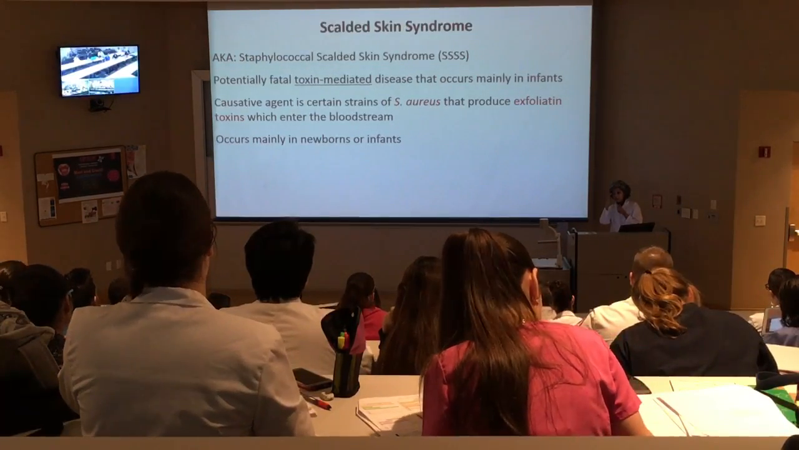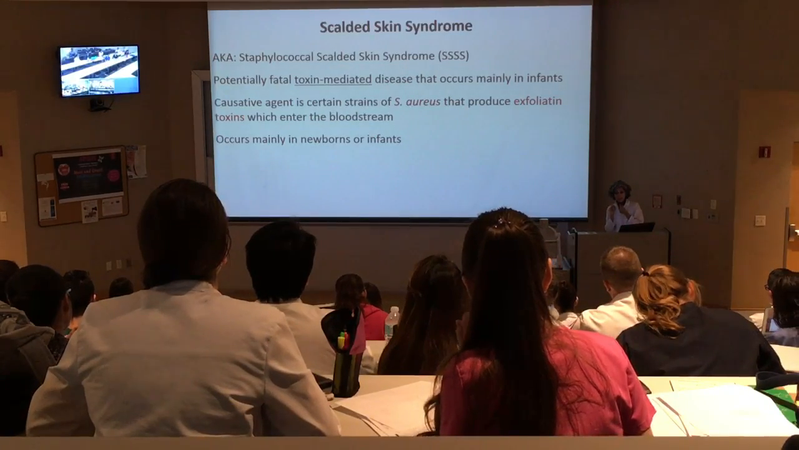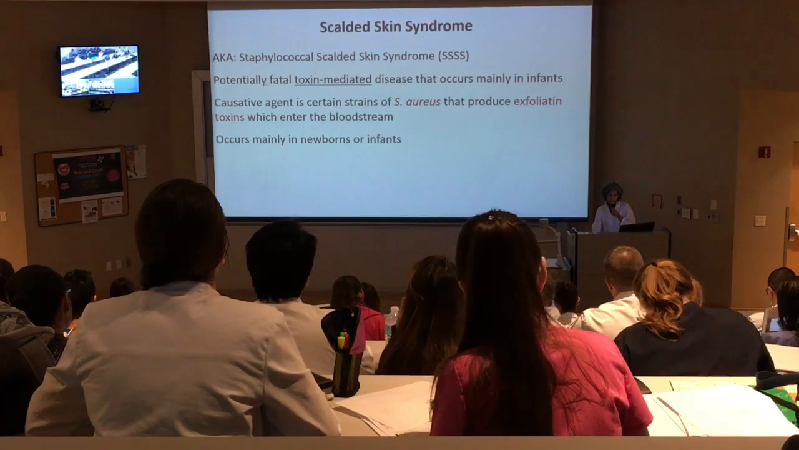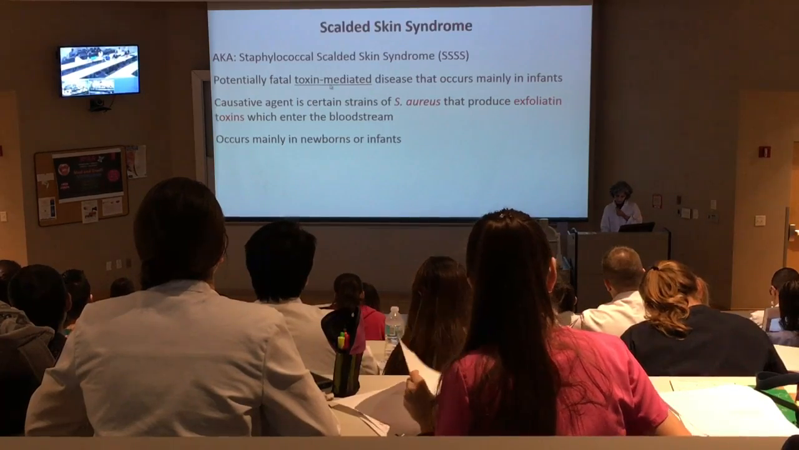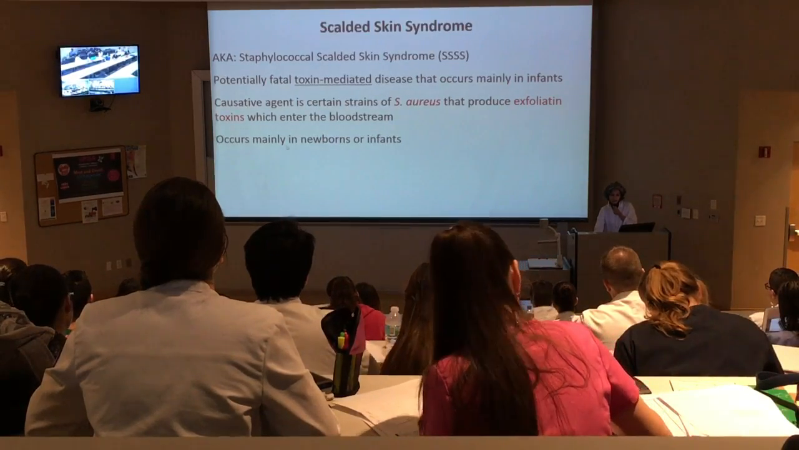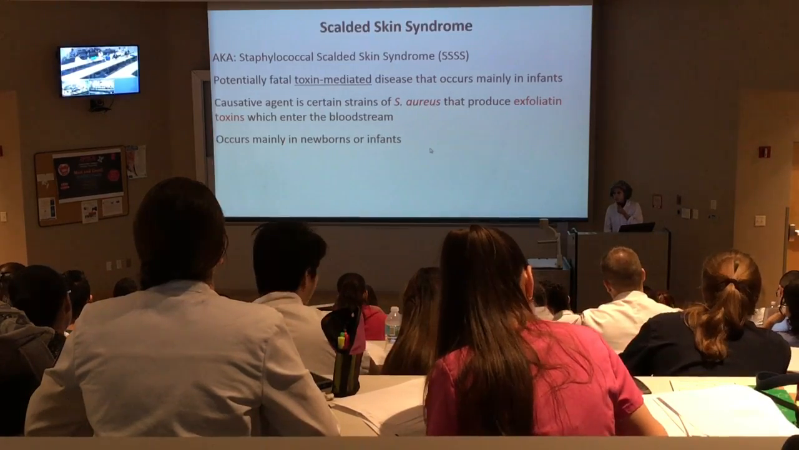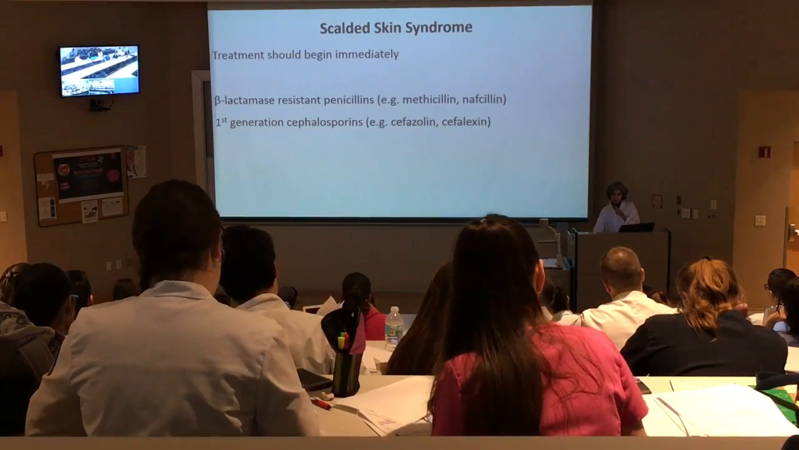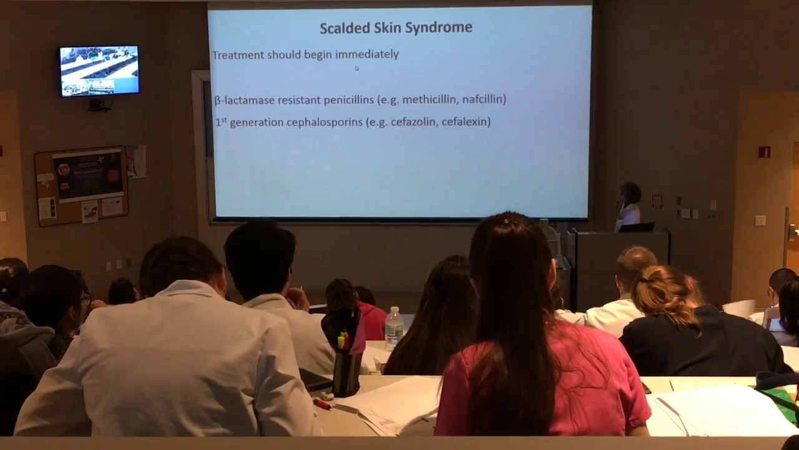Another thing that Staph aureus can cause is scalded skin syndrome. Can this be potentially lethal? Yes, so you have to intervene. This is a potentially fatal toxin-mediated disease. Look at the demographic. They have such an underdeveloped immune system as well, so when you provide help, it has to be immediate. Treatment should begin immediately. If you suspect it, you should treat.